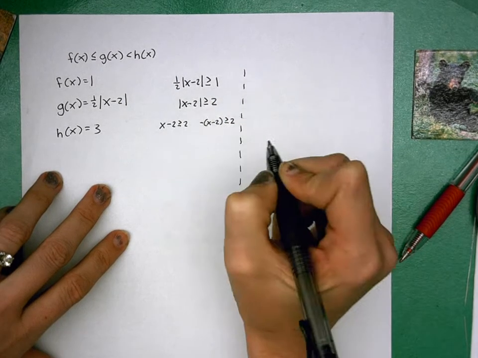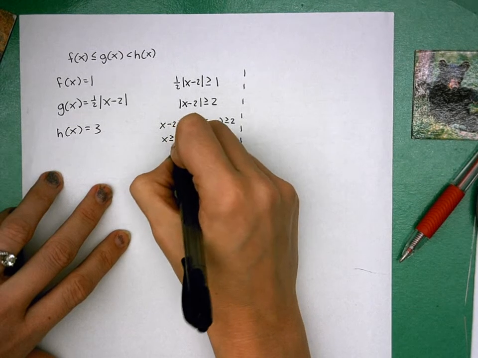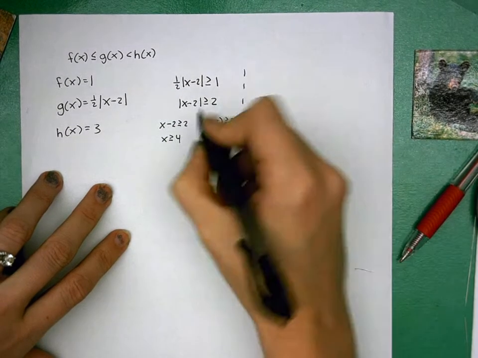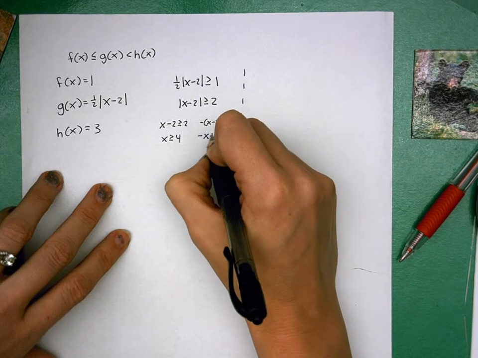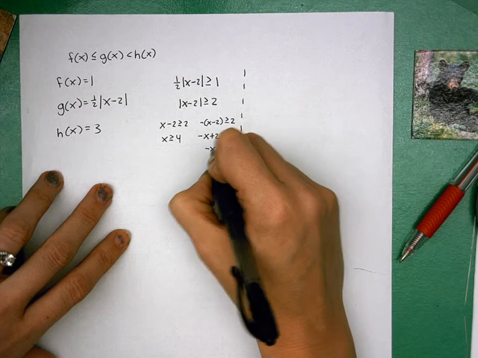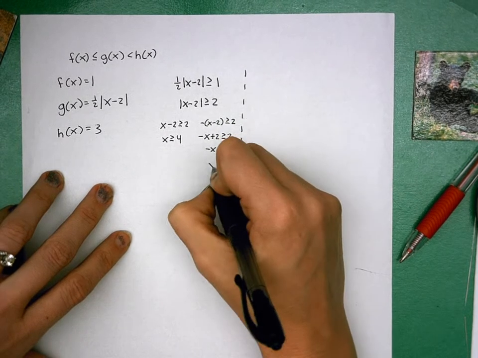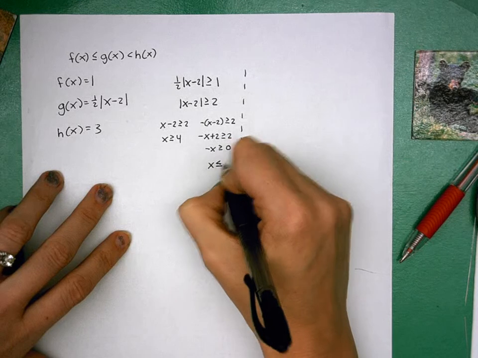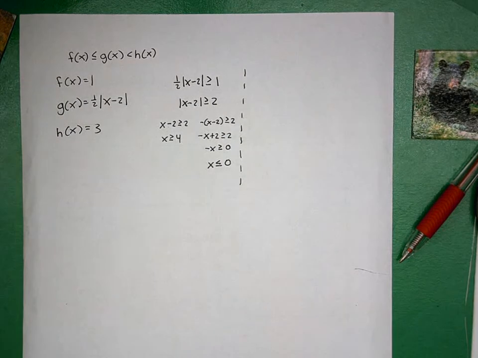Adding this 2 over, we get x is greater than or equal to 4. Distributing the negative, or dividing, both work. We get negative x plus 2 is greater than or equal to 2. Subtracting the 2, we get negative x is greater than or equal to 0, which means dividing by the negative, x is less than or equal to 0. Remember, one more time, anytime you divide by a negative, make sure you flip the sign.